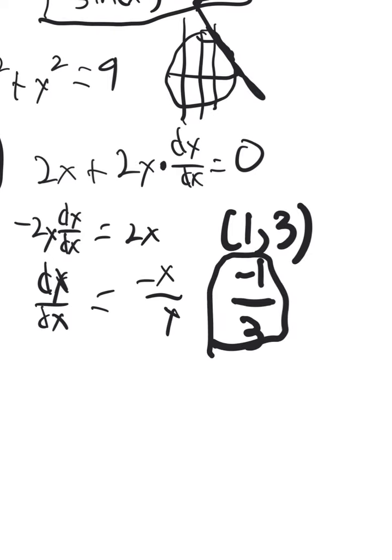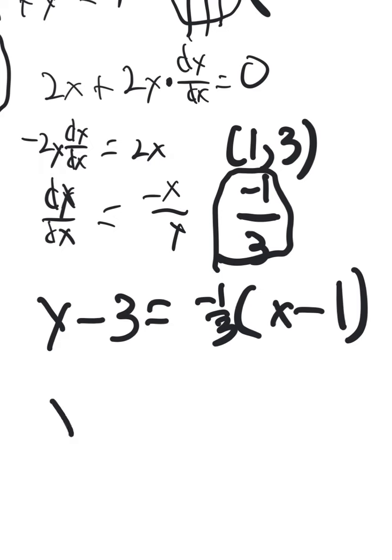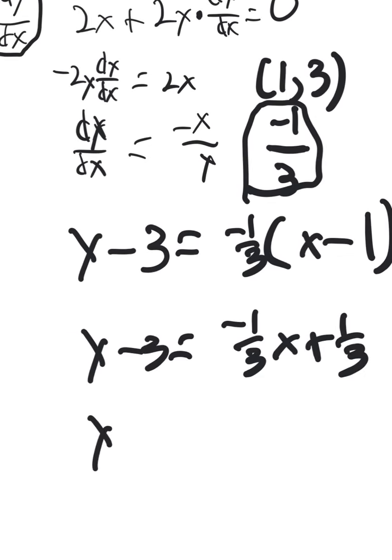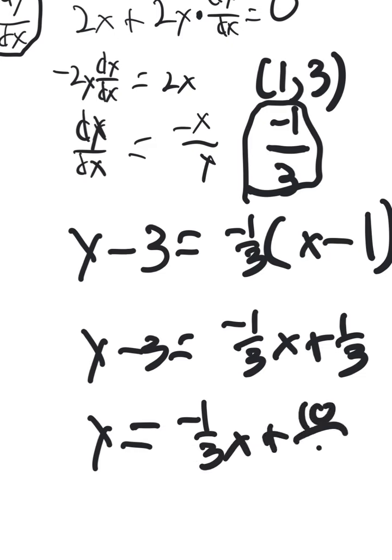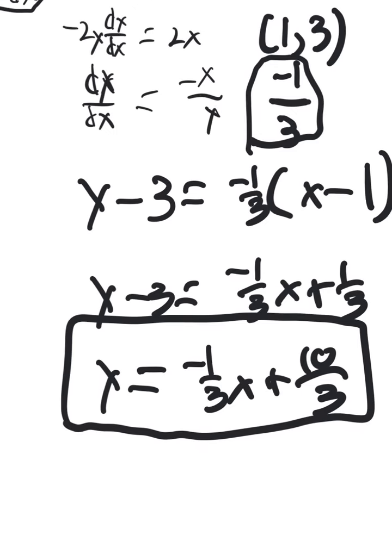Now, to write out the equation, we just go back to point-slope form from algebra. So it's y minus y1, which is 3, equals negative 1 over 3 times x minus x1. x1 is 1 here. And then when we rearrange a few things, we get y minus 3 equals negative 1 over 3 x plus 1 over 3. Then add the 3 to the other side, and we get y equals negative 1 over 3 x plus 10 over 3. And this is the equation of our tangent line, not just the slope. This gives you exactly where it is as well as its slope.